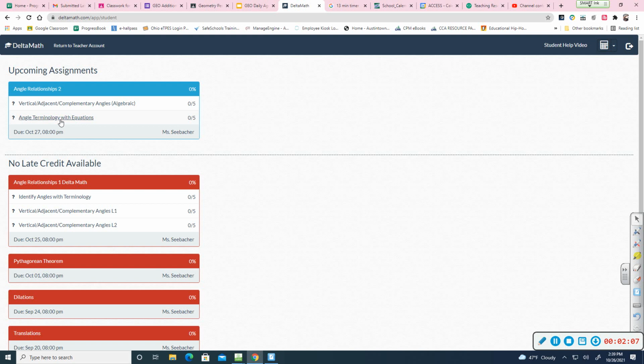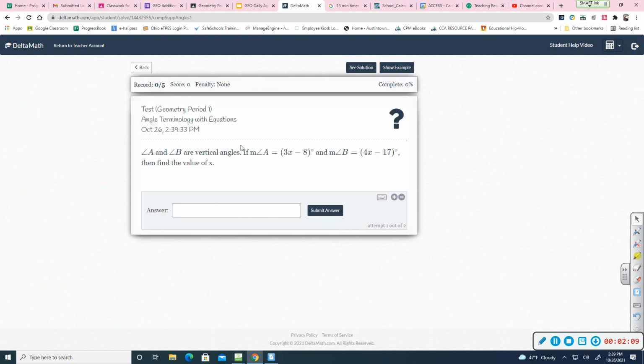In the second part here, angle terminology with equations, you are not given a diagram. You are just given words. So in this section, it's really important to know your vocabulary. So you need to know that vertical angles, if angle A and angle B are vertical angles, that means they are equal to each other. So to write your equation, you would do 3x minus 8 equals 4x minus 17. And then you would solve that for the value of x.